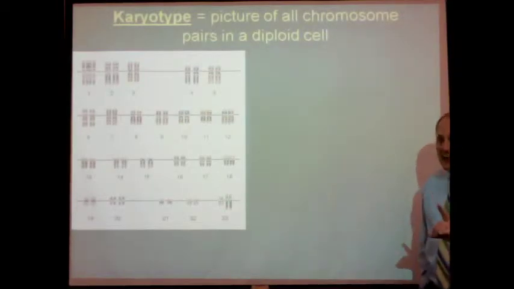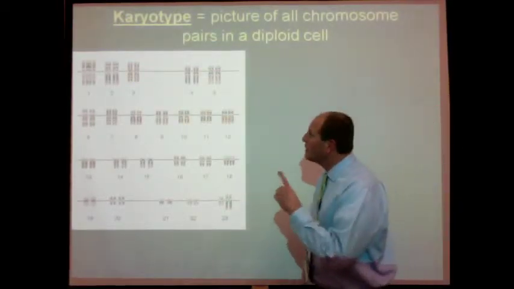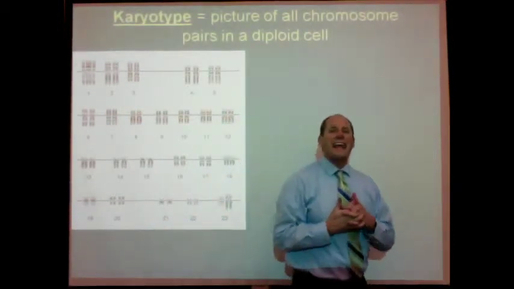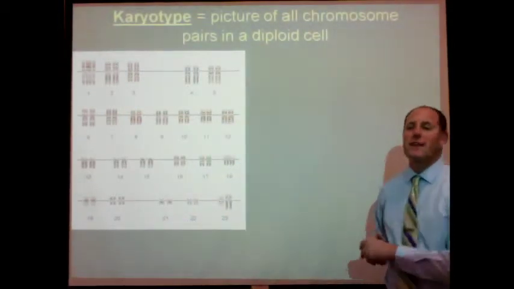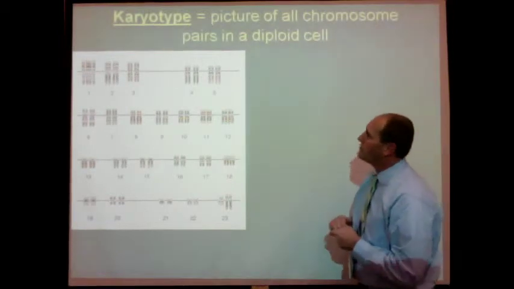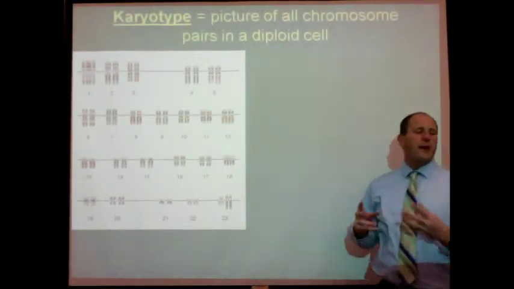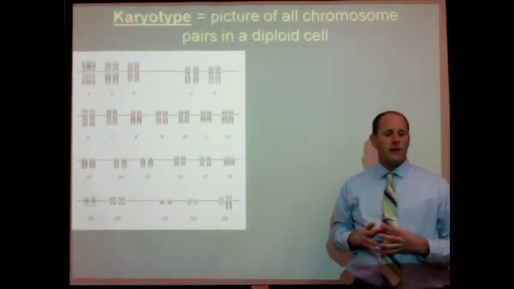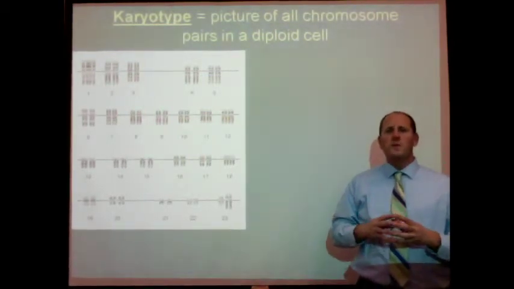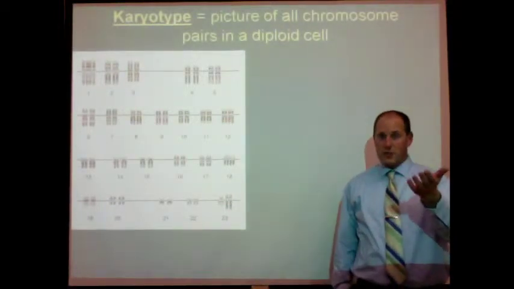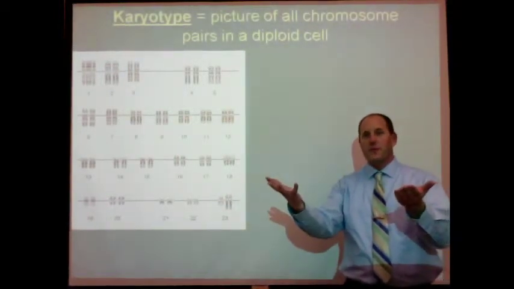Now, we can, as scientists, actually look at our chromosomes, and we call that a karyotype. So on the left side of the line, write that word karyotype, and then on the right, here is the definition. It's a picture of all chromosome pairs in a diploid cell. Remember, you got 23 from mom and 23 from dad.